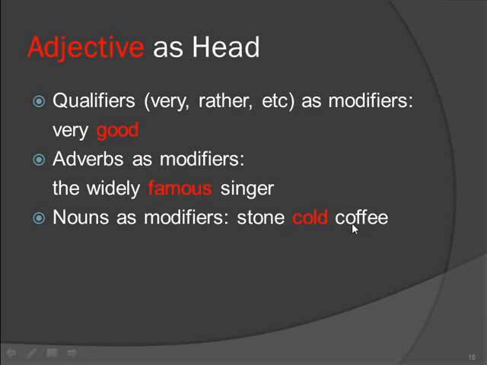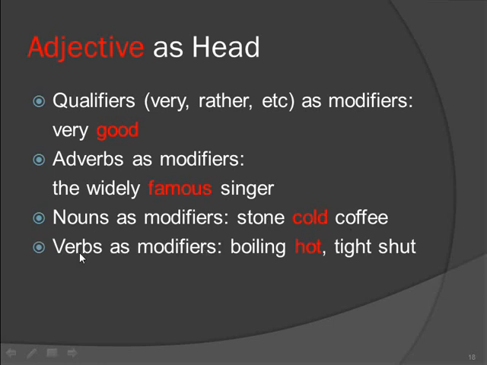Kalau kopi itu saja sangat tidak lumrah kalau kita sajikan dalam bentuk dingin. Biasanya kopi itu panas dengan air mendidih ya. So that's why if the coffee is cold, we can say it's stone cold coffee. And stone is the modifier, and the cold is the head. Okay, and then we also have adjective can be modified by verb, like this one, boiling hot. So hot is the head, boiling, verb ing as the modifier.